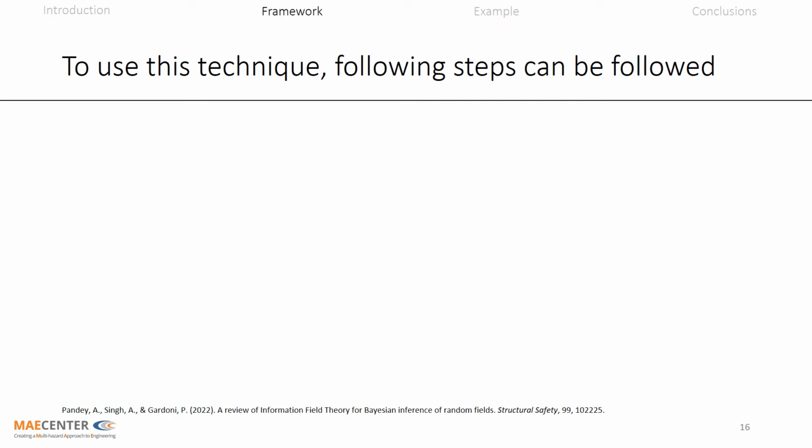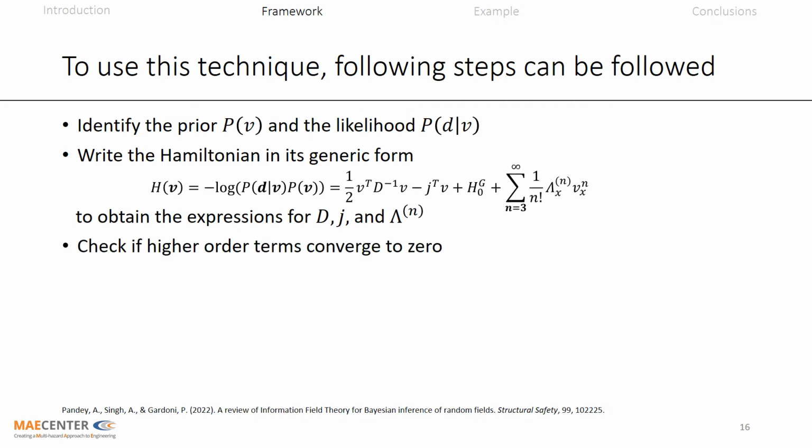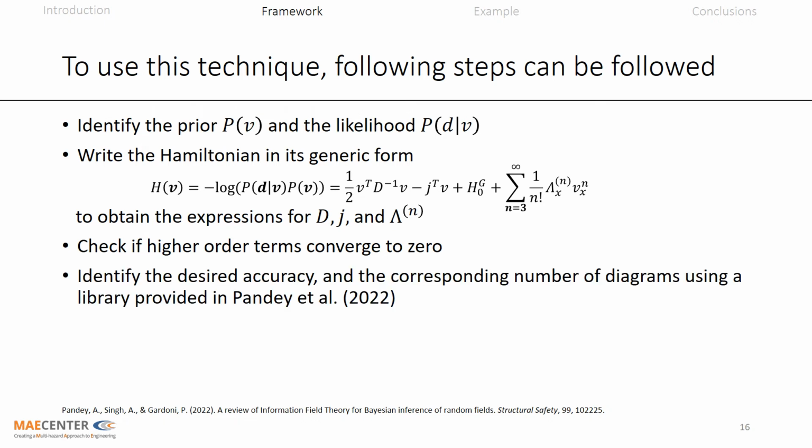To use this technique, the following steps can be followed. We can start by identifying the prior and the likelihood. We can write down the Hamiltonian in its expanded form to obtain the expressions for capital D, little j, and the interaction coefficients lambda. We can check if the higher order diagrams converge to zero or not, since that could be indicating whether the Hamiltonian is perturbative or not.